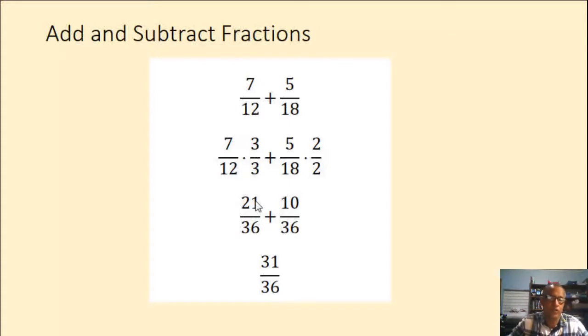So 3 times 7 is 21, 3 times 12 is 36. And likewise here, I need to multiply 18 by 2. How do I know that? 18 into 36 is 2, right? And so then I need to multiply the whole thing by 1 in the form of 2 over 2. That assures me that this 10 over 36 is the same as 5 over 18. And of course, now we simply say 21 plus 10. That gives us 31 over 36.